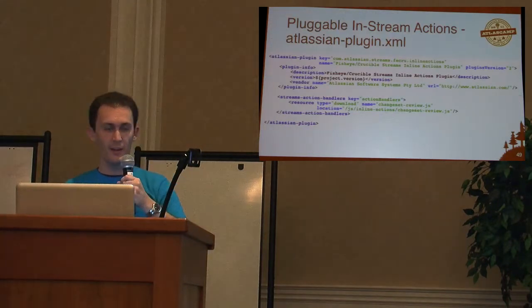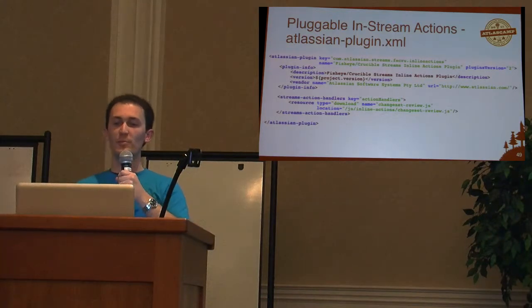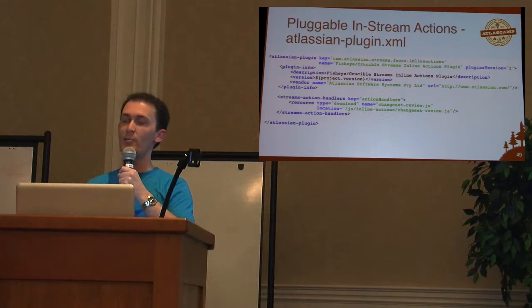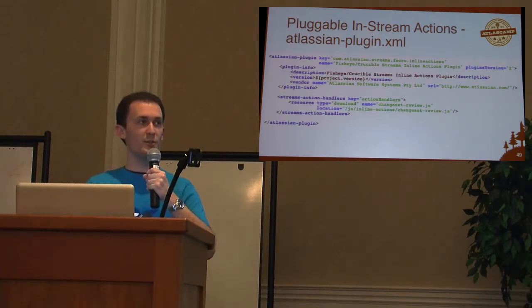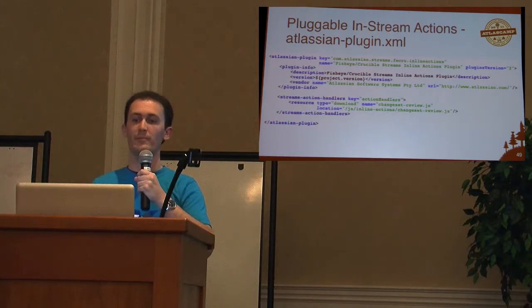To use your in-stream actions in your atlassian-plugin.xml, all you do is add a streams action handlers component, a module. This module takes resource submodules just like the web resource module would. It works just the same way.